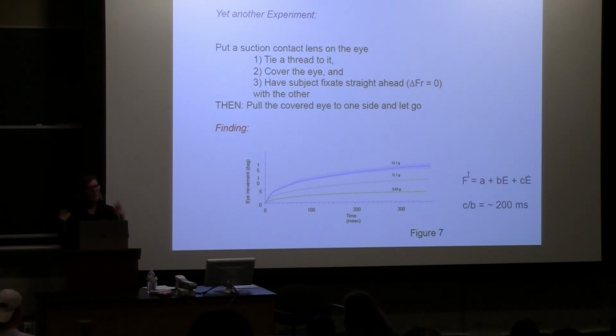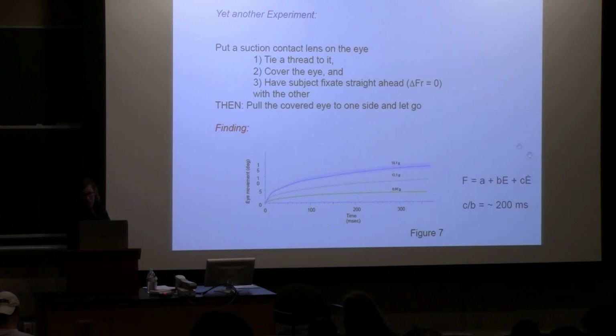So if you think about it, how fast do you think your eye would go back to center if you pulled it out and let it go? What he found is it goes back with a time constant of about 200 milliseconds. So it's not that fast. It's not immediate. It has some dynamics. It takes time to get back to center.